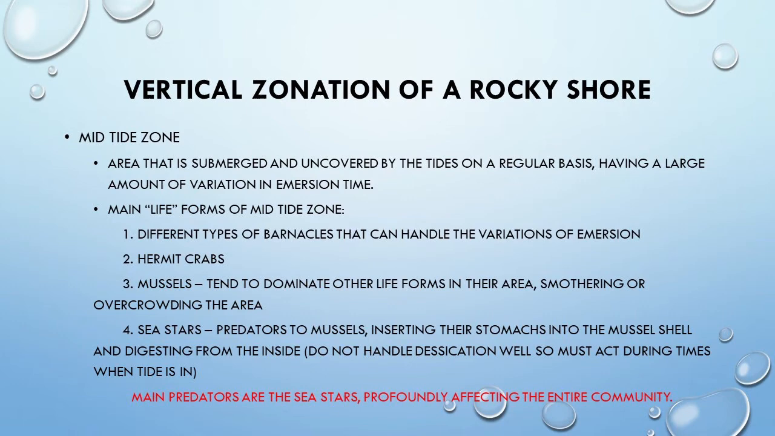They are predators to mussels. They insert their stomachs into the mussel shell and digest from the inside. Sea stars do not handle desiccation well, so they must act during times when the tide is in. In the mid-tide zone, the main predators are the sea stars. They profoundly affect the entire community.